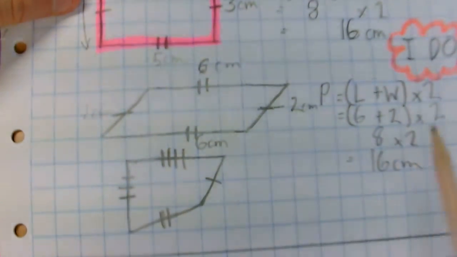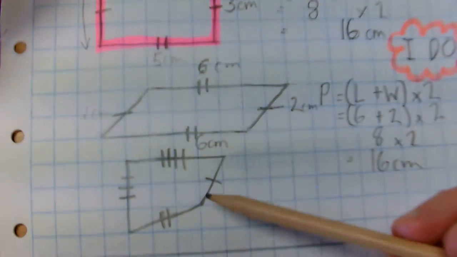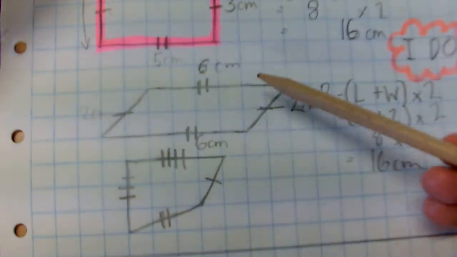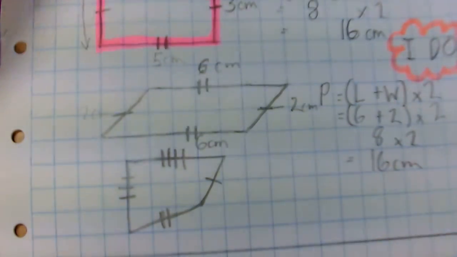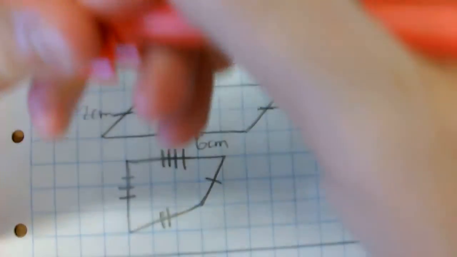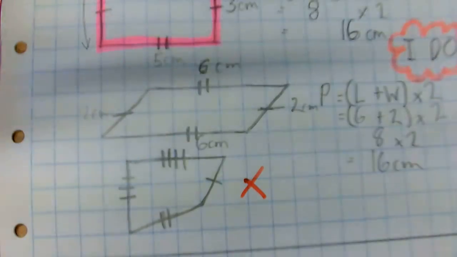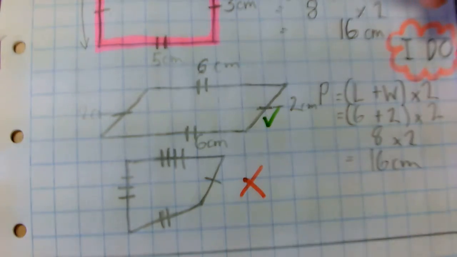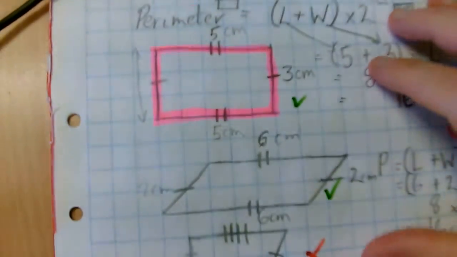With shapes like this, the formula doesn't work because the length and the width, we've got 4 different length sides. It only works if you've got a length and a width. We've got 4 different sides. So we can't use the formula for this one, but we can use it for shapes like this, which have 4 sides, 2 sides that are equal, and obviously the one that we just did up here.